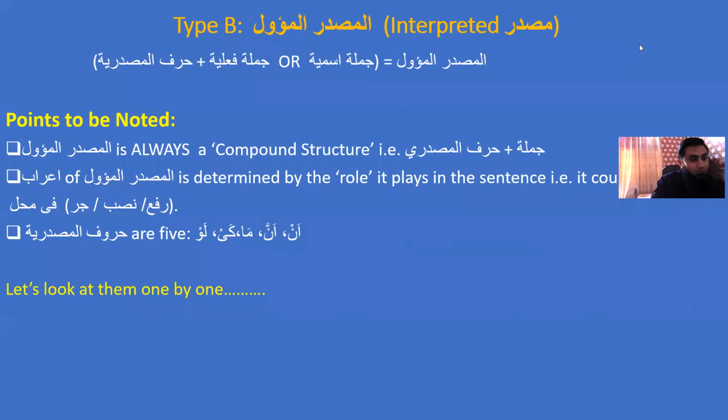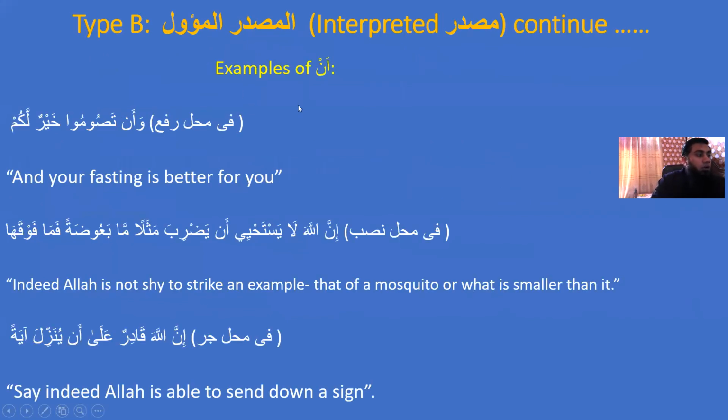Now, inshallah, first of all, let's talk about the examples of an, because remember there are 5 huruf which can perform the role of harf masdariya. What was the first of them we put in the list? That was an. Let's look at examples of an. Okay. Now, look at the example first: wa an tasumu khairun lakum. First of all, this an. As soon as you see an, what would you say? You will say that this an is harfun nasb wa masdariya.